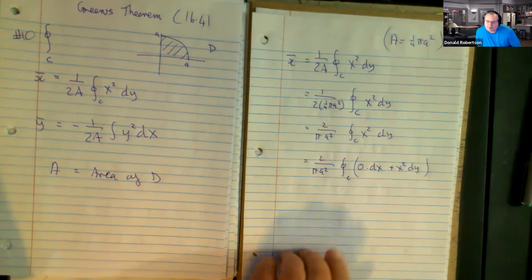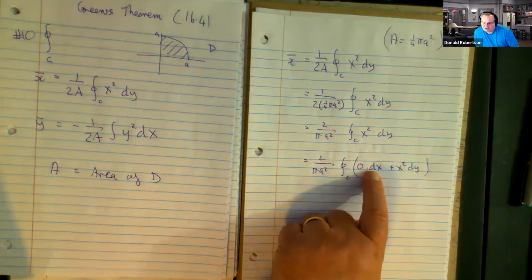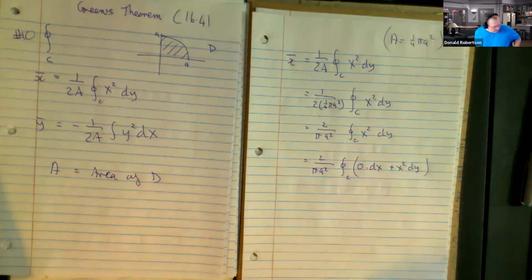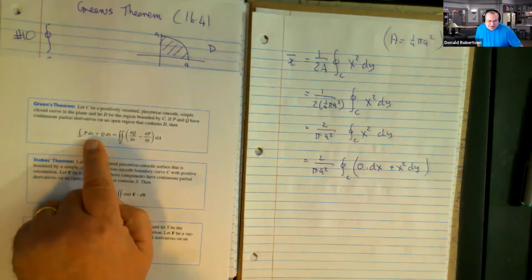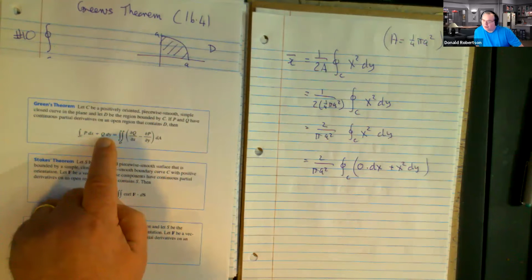And you might say, why am I adding a 0 dx when 0 dx has no effect, right? Because it's nothing. The reason I want to do that is that if I'm going to use this formula here, don't I need to know who the P is, and who the Q is?